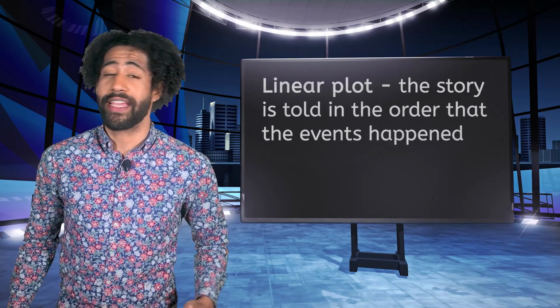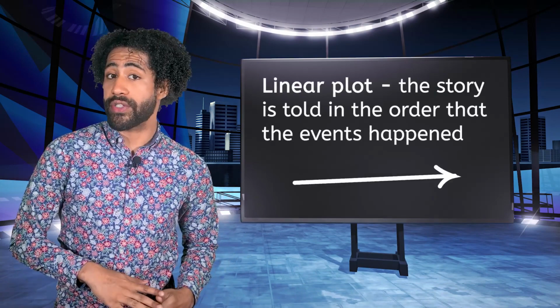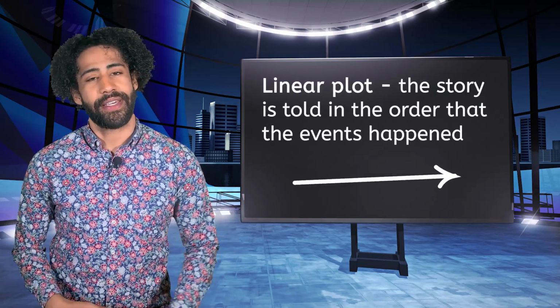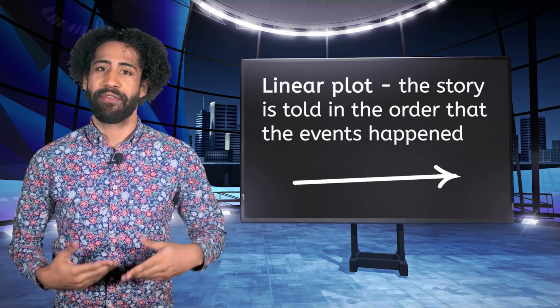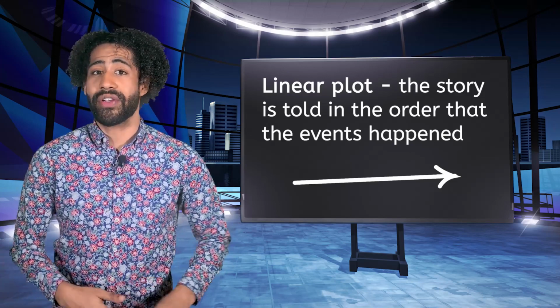A linear plot is like a straight line, where the story is told in the order that the events happened. The reader experiences the events of the story right alongside the characters.